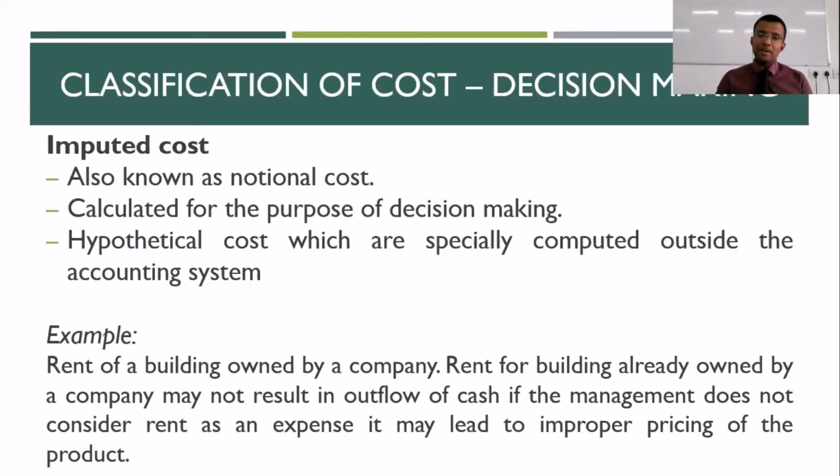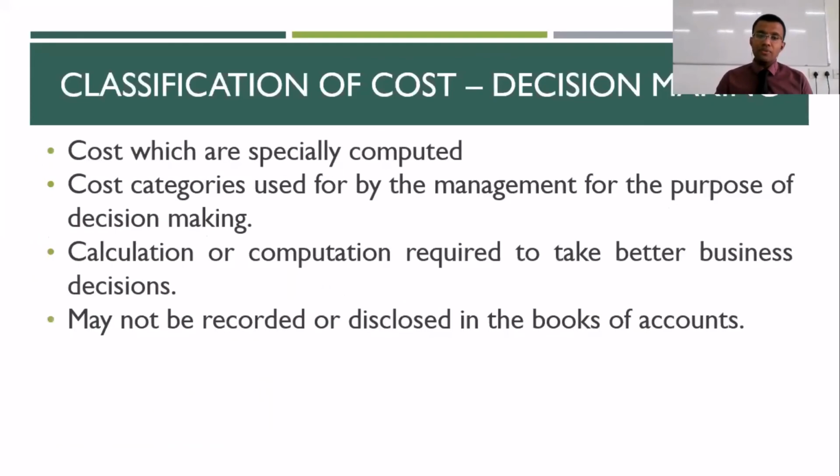So let's quickly have a recap of what we have learned as a part of today's class. We saw that costs can be classified on the basis of decisions which are taken. I also explained that these are costs which are specially computed, to help your decision making process. These costs may not be disclosed as a part of your books of accounts. They may not be a part of your routine business or accounting processes, but you would still need to calculate them so that your decision making process is correct.